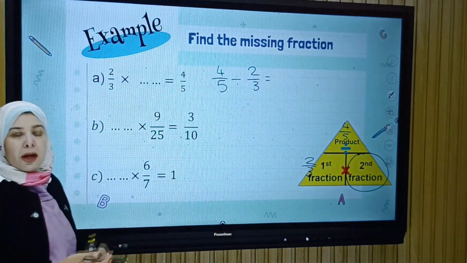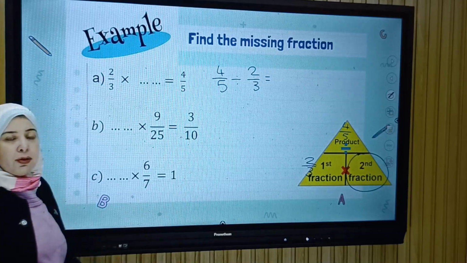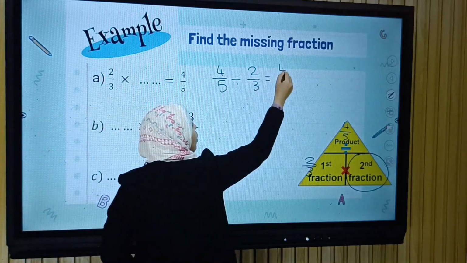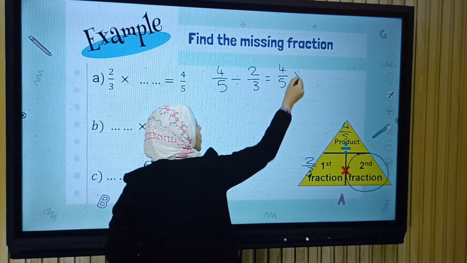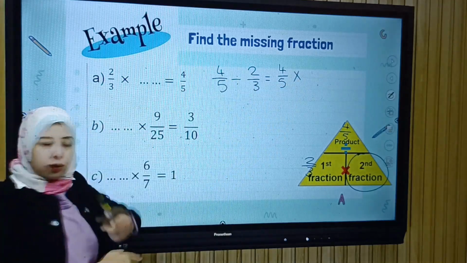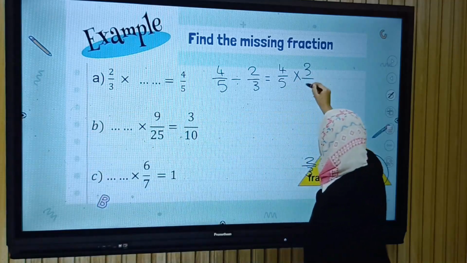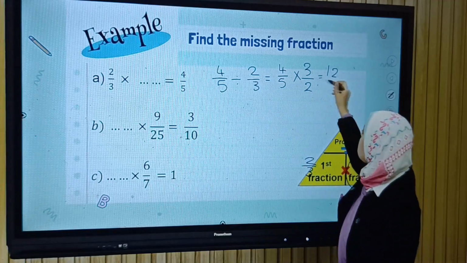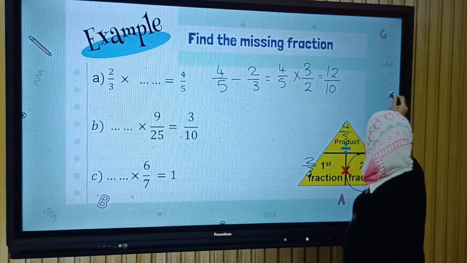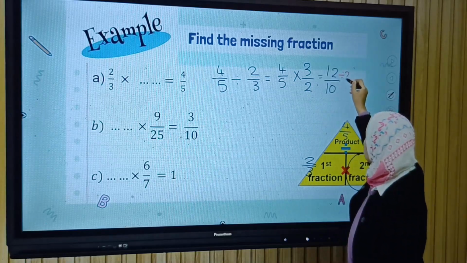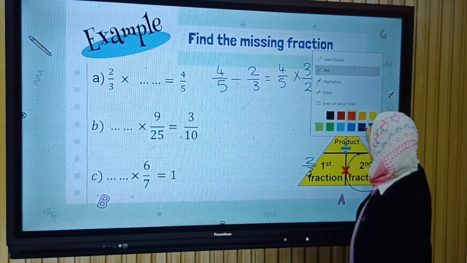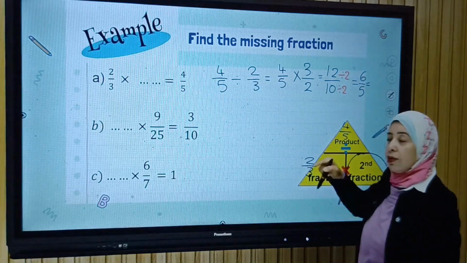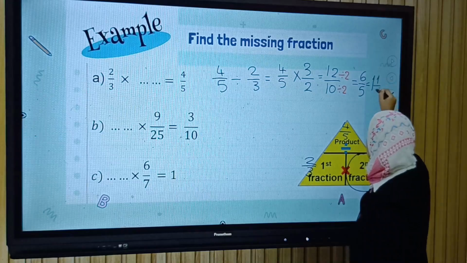What is our step? Keep, change, flip. We keep the first fraction, change the division, and take the reciprocal of the second one. So 4/5, change divided into multiply, the reciprocal of 2/3 is 3/2. Multiplying 4 by 3 equals 12, and multiplying 2 by 5 equals 10. Dividing both by 2, the answer is 6/5. Can I write it as 1 and 1/5? Of course I can: 1 and 1/5.